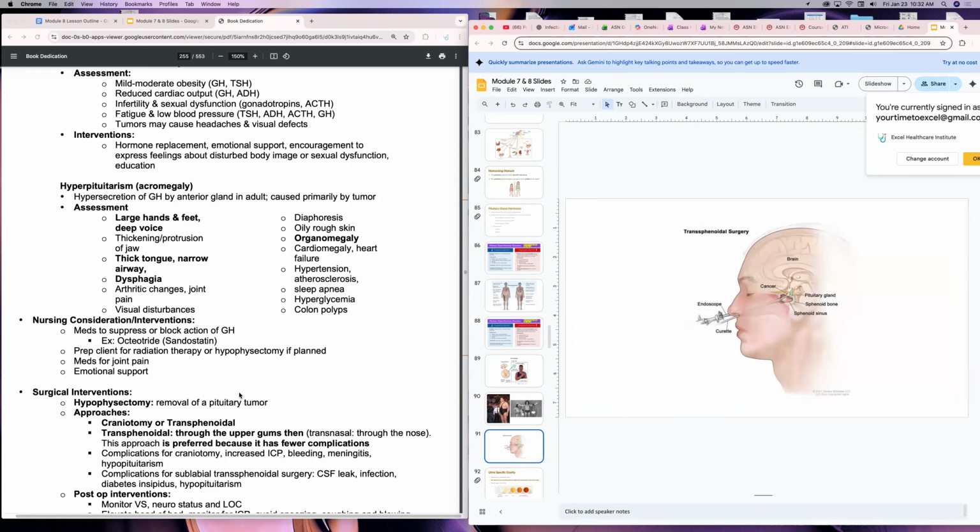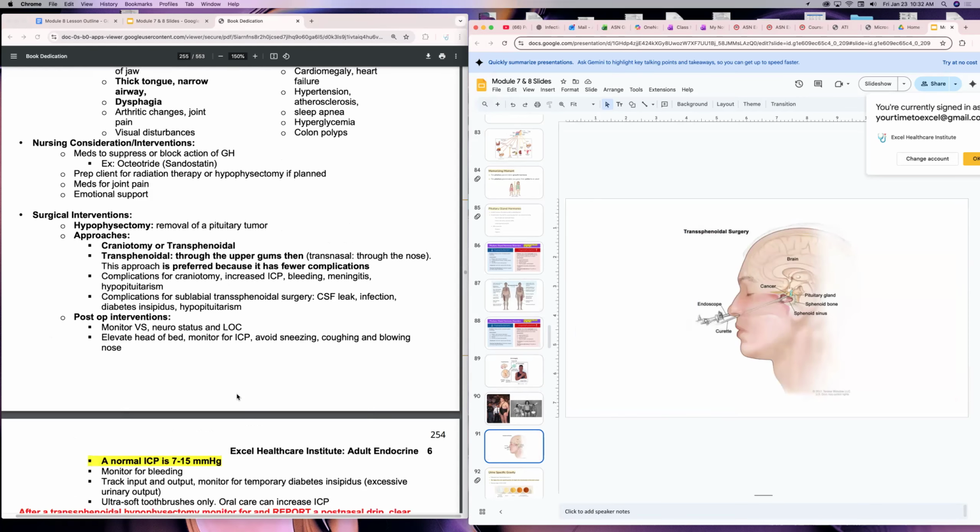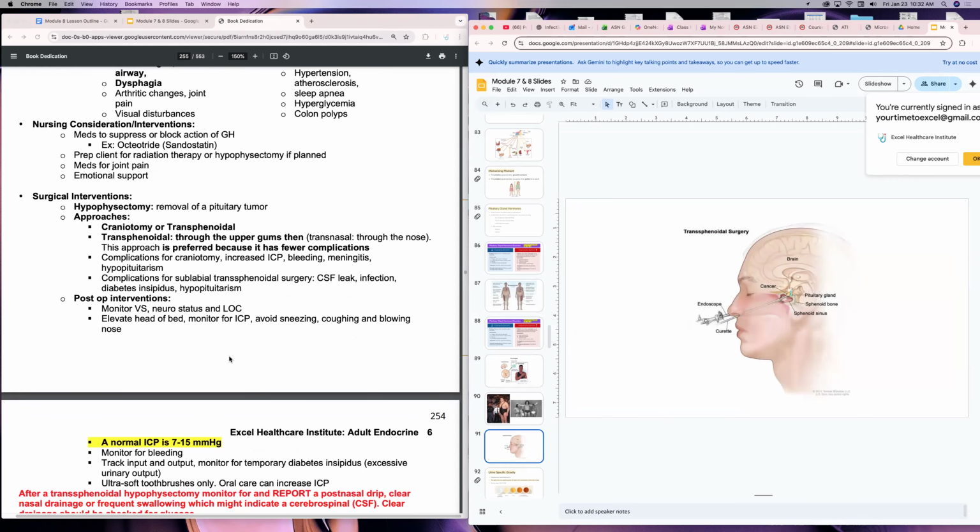Okay? So the surgery to remove a pituitary tumor, right? So a pituitary tumor is usually going to be the cause of hyperpituitarism. So there's two approaches, and we're in the study guide at the bottom of 253. There's two approaches to remove a pituitary tumor. They can do craniotomy or they can do transsphenoidal. So craniotomy is opening up the skull and performing brain surgery. Transsphenoidal is basically going through the nose.